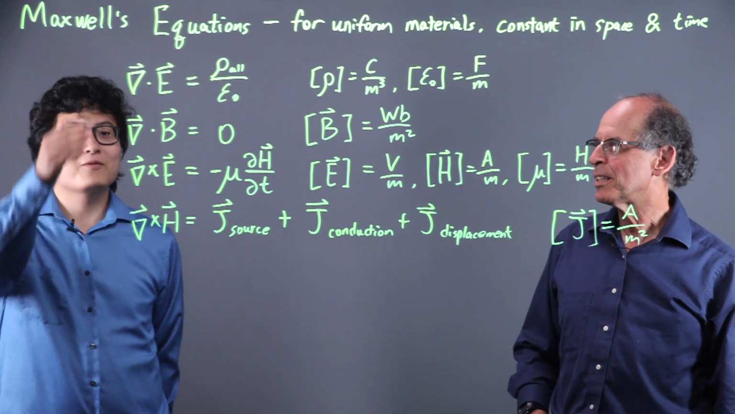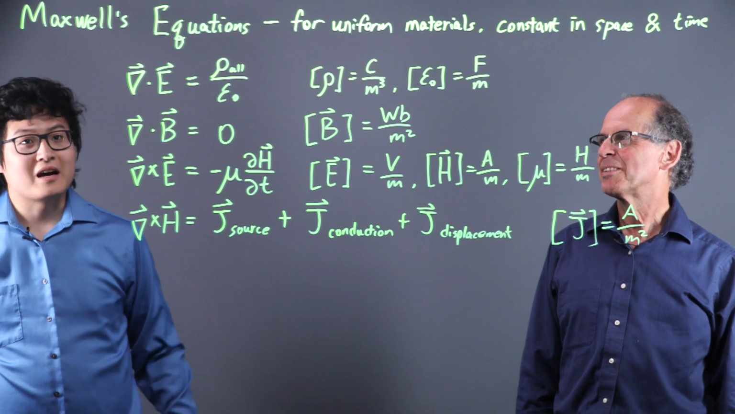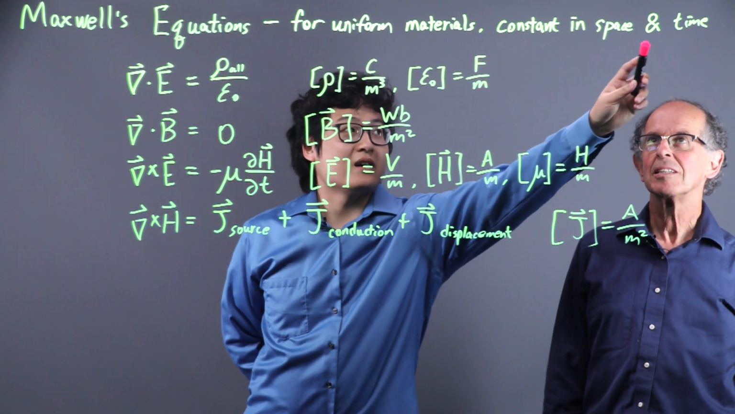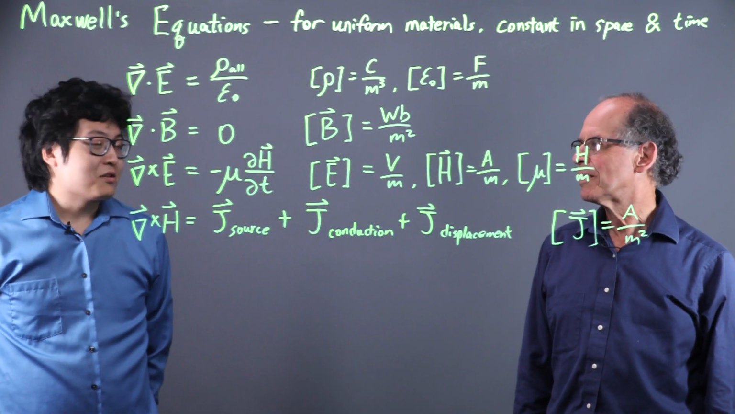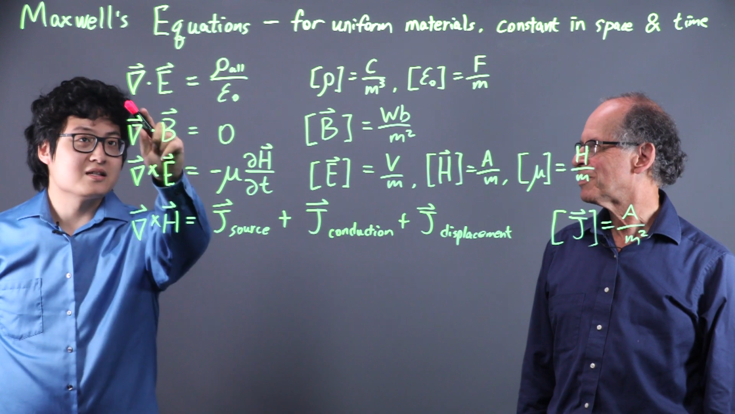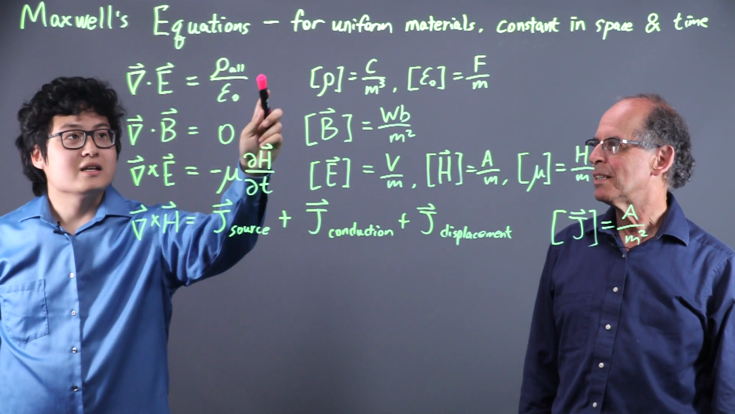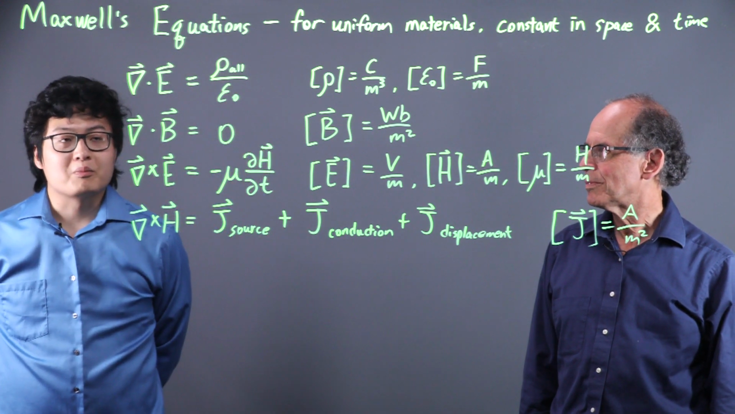So we have the four Maxwell's equations written on the board for you, under the condition that these are for uniform materials, constant properties in space and time. So let's start with the first equation. This is part of Gauss's law. Del dot E field is the charge density divided by the vacuum permittivity.